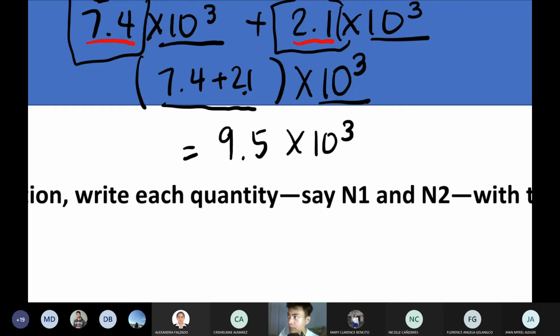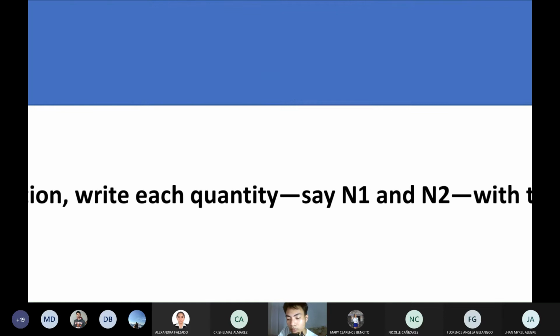Kuha pa tayo isang example pa. Pag magno-notes kayo, screenshot nyo na lang, no? Para mabilis. Tapos sulat na lang kayo after the class. Isa pang example.